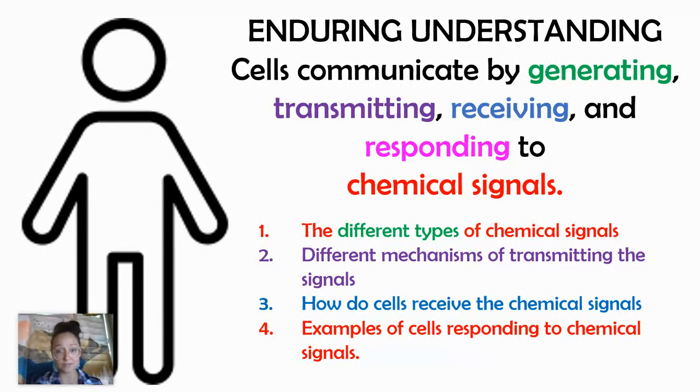Now, in my next video, we're going to look at how the cells receive those chemical signals. This is where we're going to focus more on those protein receptors. And then we'll talk about what happens within the cell when those receptors are activated. And then we'll see different examples of cell responses. Like, what are some examples of cells communicating? And that is our cell communication unit. So good job, my wonderful students.